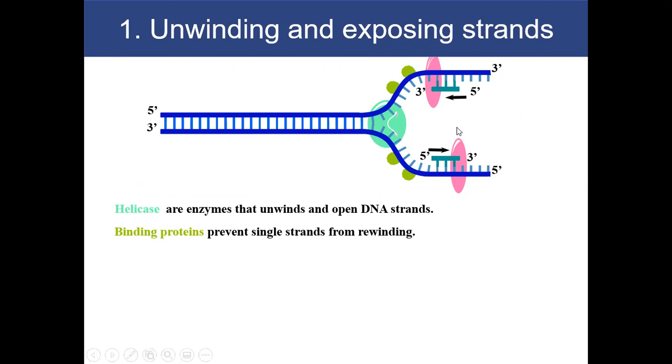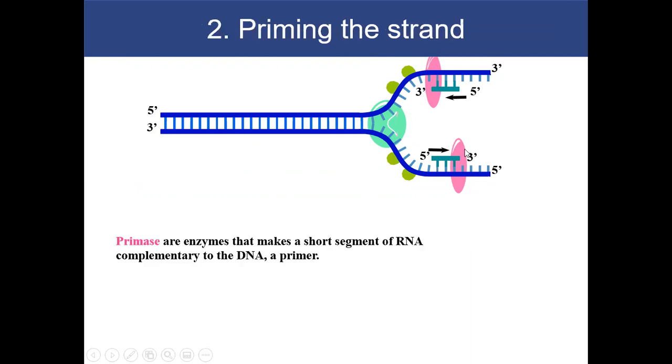And we can also see here we have the primase coming in. Primase is an enzyme that creates a primer. And a primer is a short segment of RNA that is complementary to the DNA. So the primase creates the primer you're seeing here.